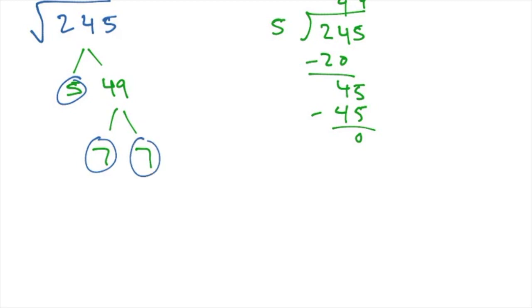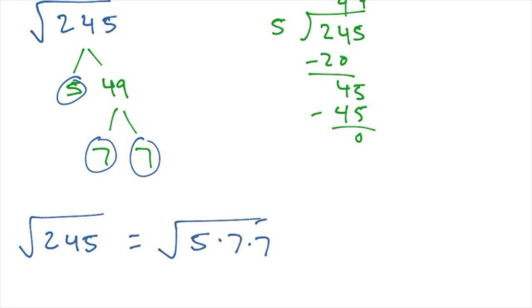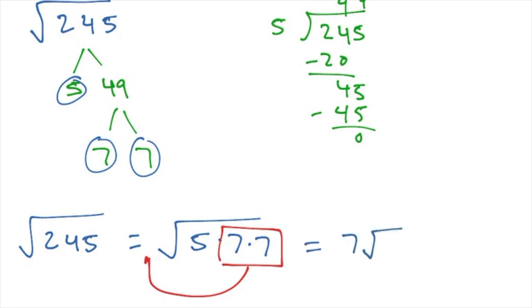So the square root of 245 is the same thing as saying the square root of 5 times 7 times 7. Next thing to do is to find a pair. And I see a pair of 7s in here, so that means one 7 will go outside the radical. And so my simplified answer is 7 square root of what's left on the inside, just a 5. And that is my answer.